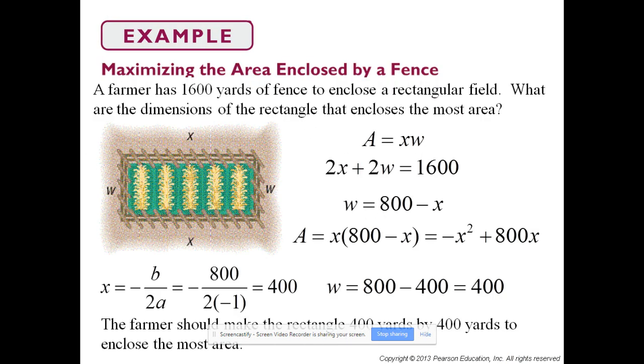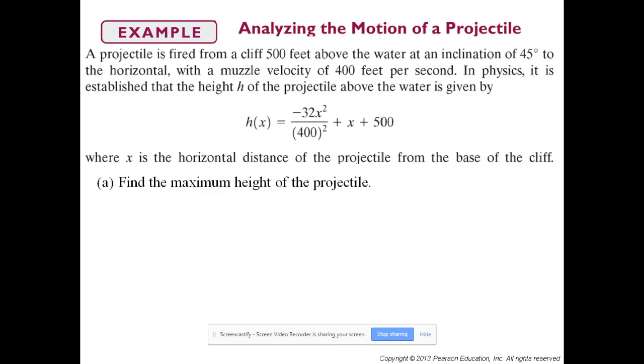Here is our projectile motion problem. We were talking about projectiles fired from a cliff 500 feet above the water at an inclination of 45 degrees to the horizontal with a muzzle velocity of 400 feet per second. In physics, this is established by this equation. So they give you this equation. It's a quadratic equation because you've got an x squared, an x, and then a constant.